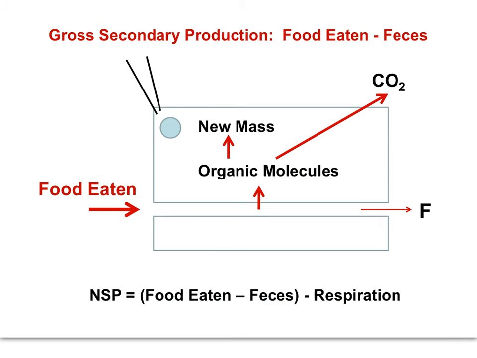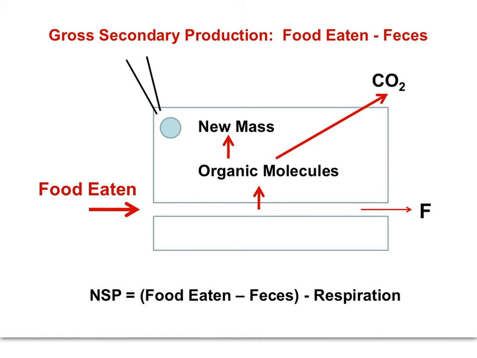Let's look at secondary production more closely. Hopefully this slide looks familiar to you. Food eaten minus feces is gross secondary production, this flow right here. GSP is the energy assimilated by the heterotroph. It's the energy available for use by the animal.